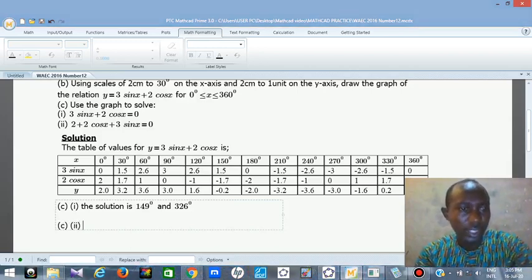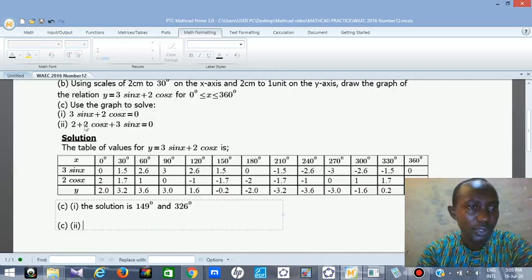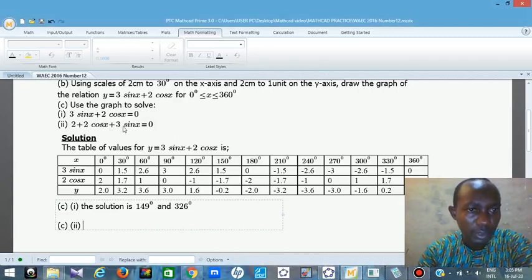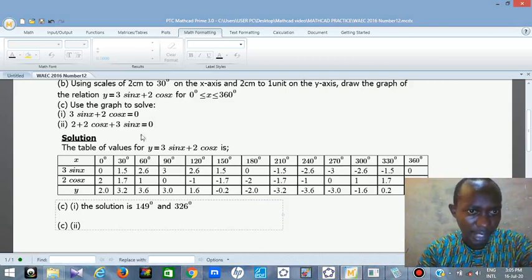So C2 now, if you look at C2 very well, it says we should solve this relation. Use your graph to solve this. So this is 2 plus 2 cos x plus 3 sin x equal to 0. If you remember, the graph we plotted is 3 sin x plus 2 cos x. So this is the graph we plotted equals y. But now we have it equals 0. But they added another thing here, plus 2.